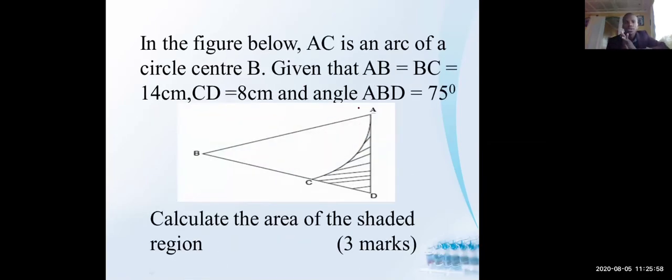Let's also check this one. Another question, that is number 4. The figure below, AC is an arc. The AC, you can see this is an arc. That is AC, which is an arc of a circle center B. So this is now the center. So the circle that goes like that up to there.